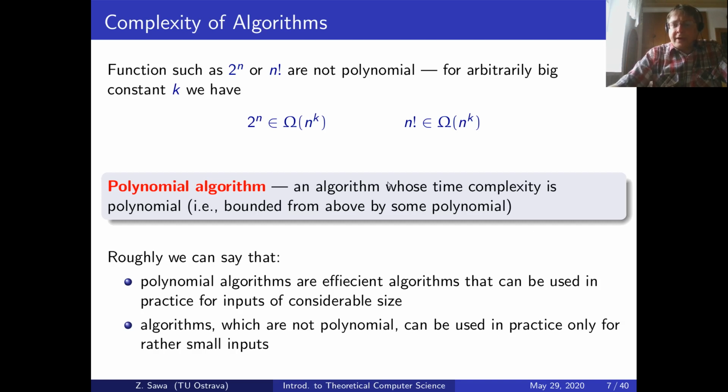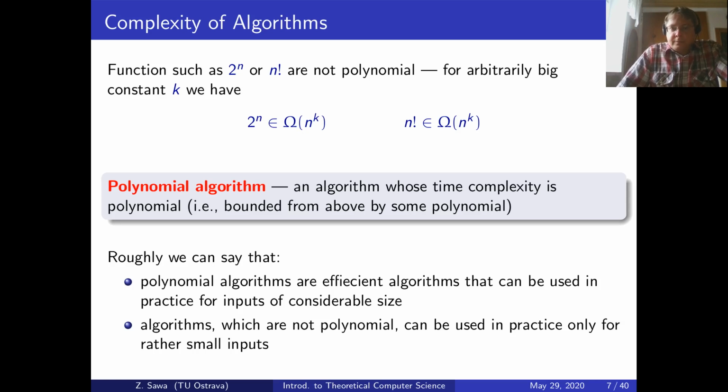Typical examples of functions which are not polynomial are 2 to n or n factorial. It can be shown that for arbitrarily big k, 2 to n belongs to omega of n to k. So in fact it grows faster than any polynomial, and the same is the case for n factorial. So they cannot be bounded from above by any polynomial. There is no fixed constant k such that this function could be bounded from above by this polynomial.